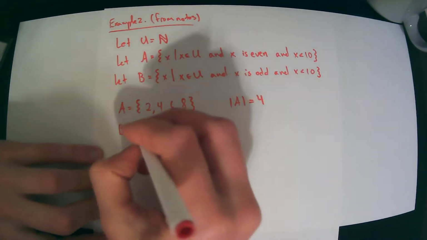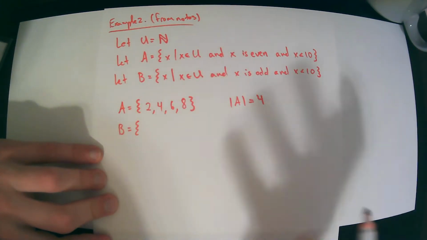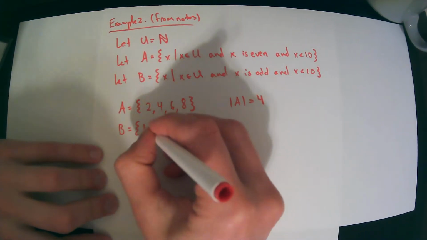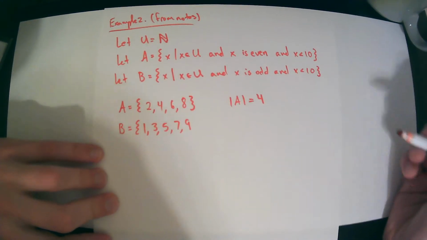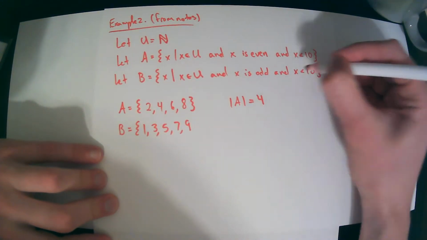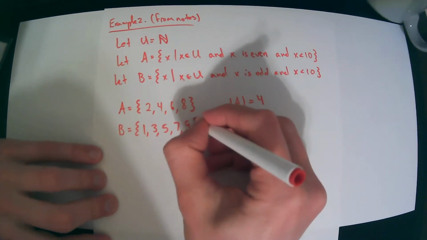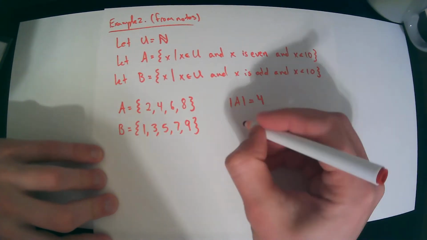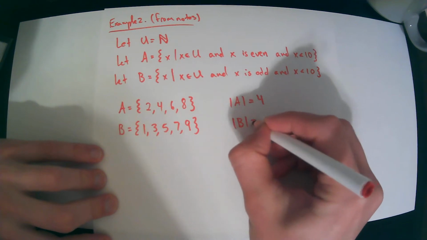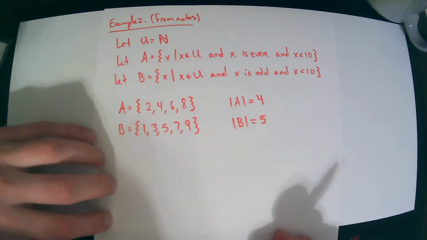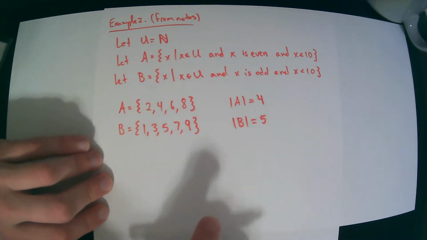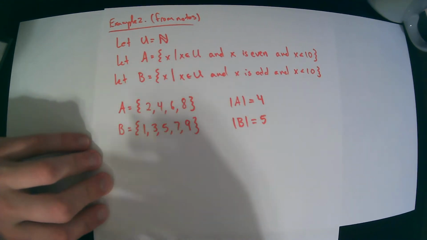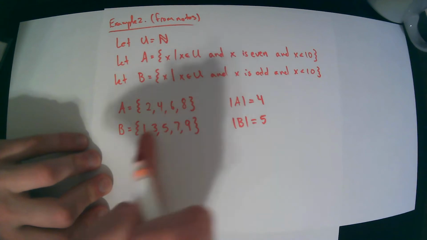Okay, what about B? Well, I've got the natural numbers start at 1, so 1 is odd, 3 is odd, 5 is odd, 7, 9, but that's it, because in this set, we want to be less than 10 as well. And the cardinal number of B is 5. Now, is there any overlap? So when you draw your picture, you need to ask, is there any overlap? The answer is obviously no, because these are all even, these are all odd.